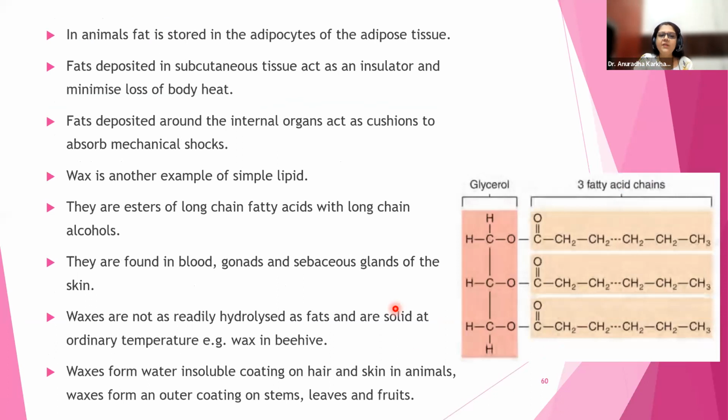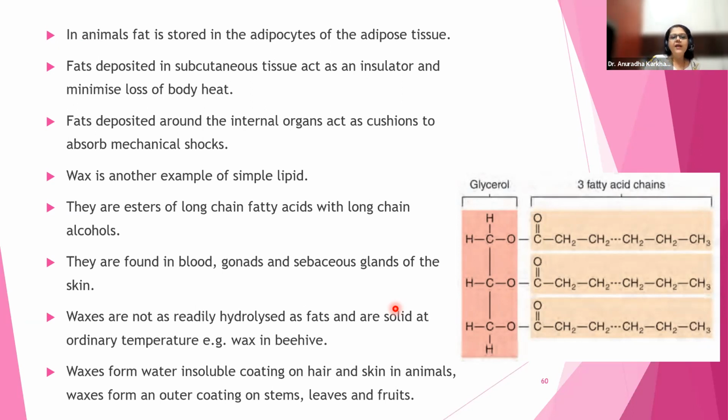Okay. In animals, fat is stored in adipocytes of the adipose tissue. We have done structural organization. We know what is adipose tissue. White fat, brown fat, we did everything in detail. Fats deposited in subcutaneous tissue act as insulator and minimize loss of body heat. So they act as insulators. Subcutaneous means below the skin. Correct? Fats deposited around the internal organs act as cushions to absorb mechanical shock. So even our visceral body organs are surrounded by fatty layers. The main intention is taking care of those delicate organs.